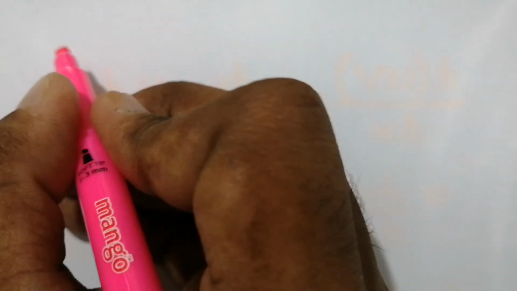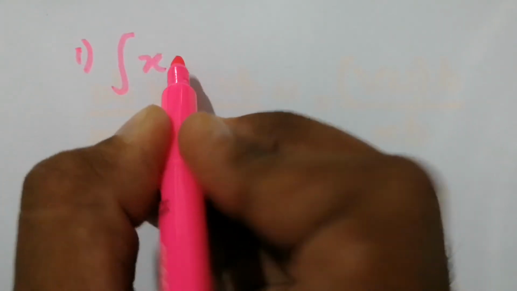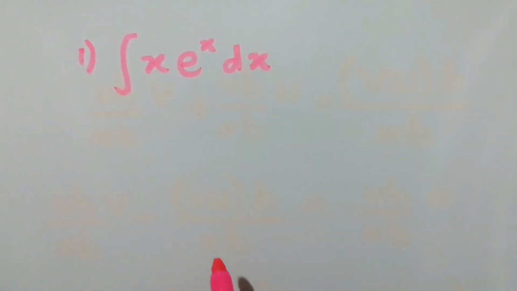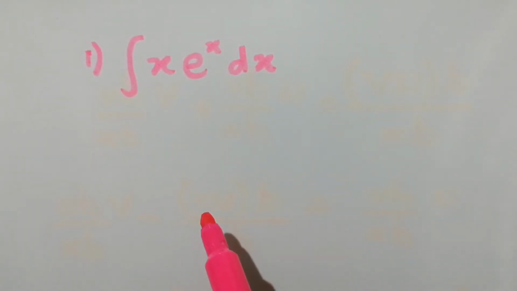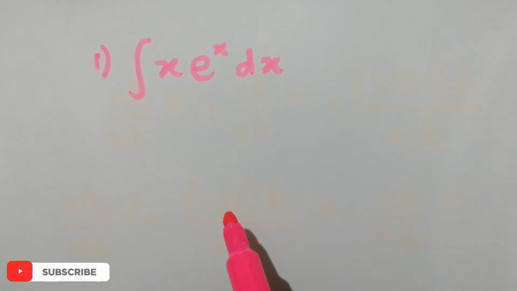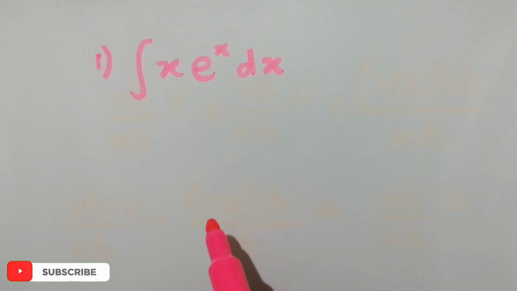Here the first example I am taking is integral x e^x dx. Now you can see a product of x and e^x here. The one we select as u should be easy to differentiate, and the other one should be easy to integrate, like this.